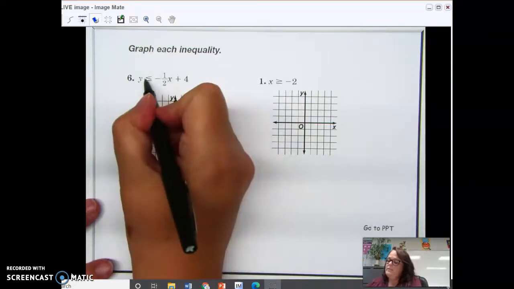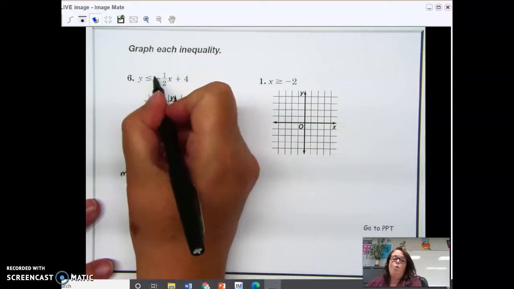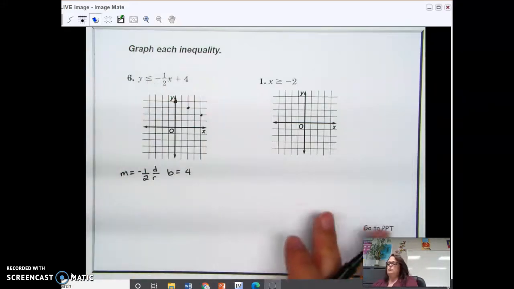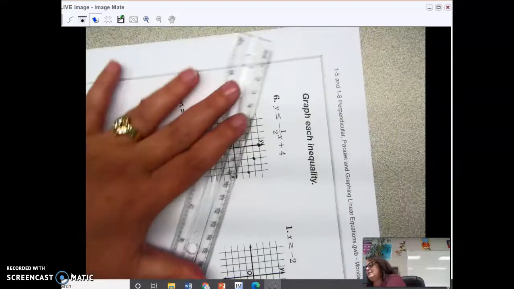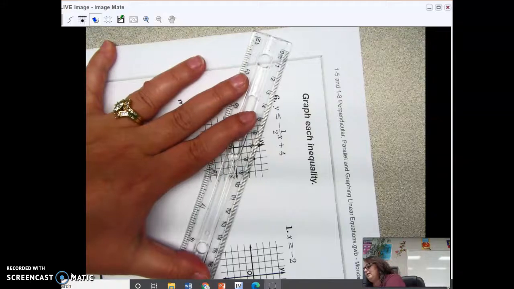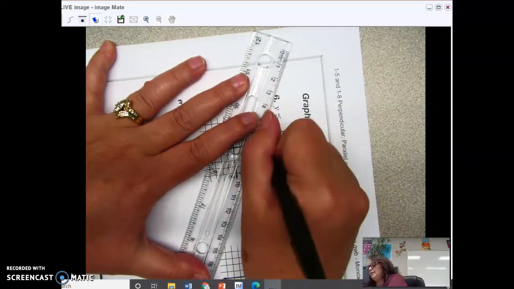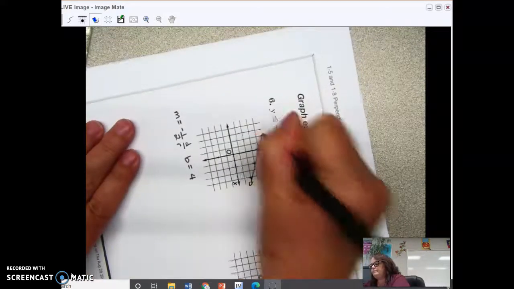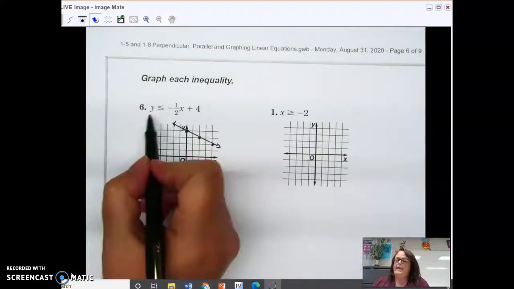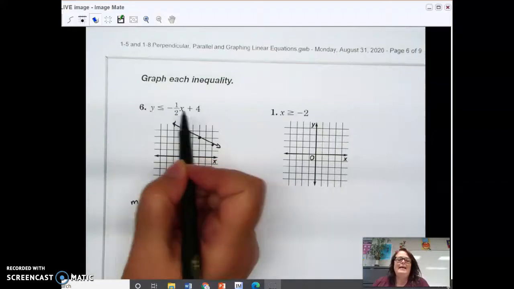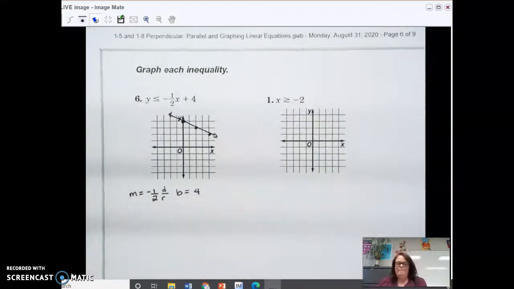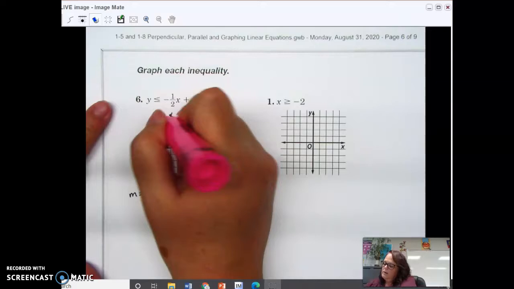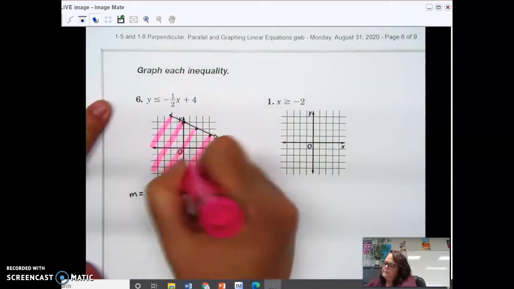And so then this one says less than or equal to. So the "or equal to" part says that my line itself is part of the solution. So I'm going to make that solid. And then it's saying all the y values less than this line. So all the y values below that line would look like this.